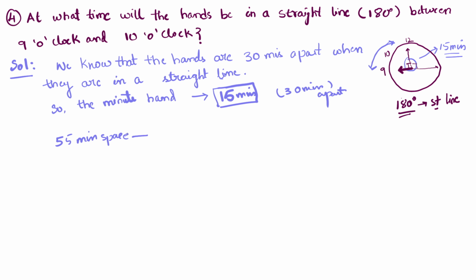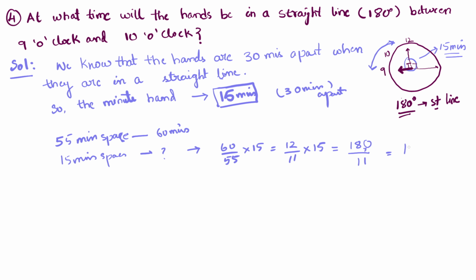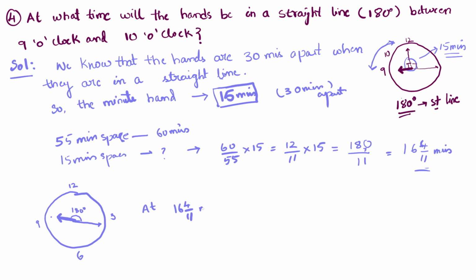So by direct proportion, if 55 minute spaces are gained in 60 minutes, 15 minute spaces are gained in 16 4 by 11 minutes. Hence, at 16 4 by 11 minutes past 9 o'clock, both the hour hand and the minute hand are in a straight line, that is 180 degrees apart.